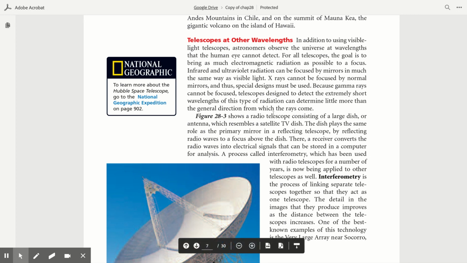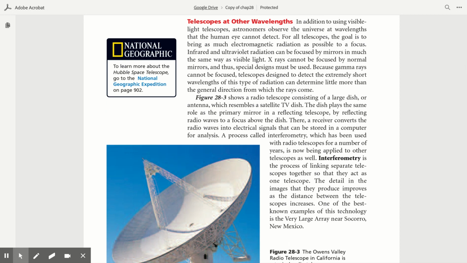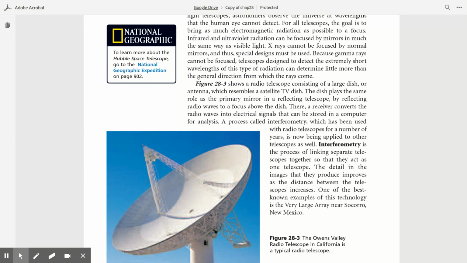Telescopes at other wavelengths. In addition to using visible telescopes, astronomers observe the universe at wavelengths that the human eye cannot detect. For all telescopes, the goal is to bring as much electromagnetic radiation as possible to a focus. Infrared and ultraviolet radiation can be focused by mirrors in much the same way as visible light. X-rays cannot be focused by normal mirrors, and thus special designs must be used. Because gamma rays cannot be focused, telescopes designed to detect the extremely short wavelengths of this type of radiation can determine little more than the general direction from which the rays come.